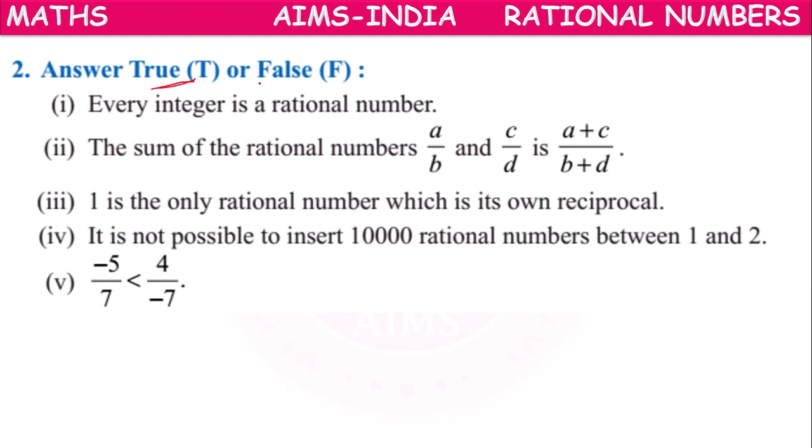Next, true or false. Every integer is a rational number? True. Any integer n you can take, just by keeping 1 as the denominator, you can make it a rational number.